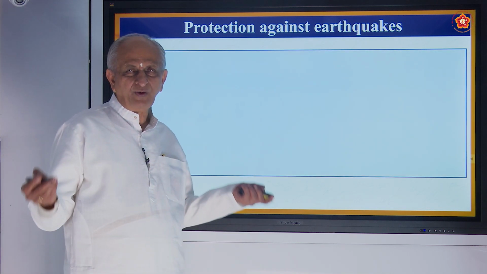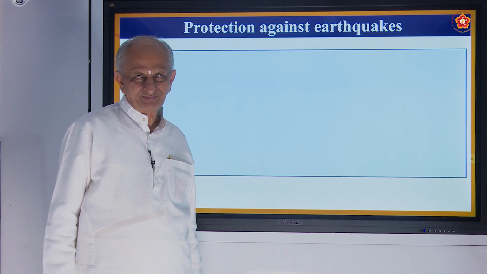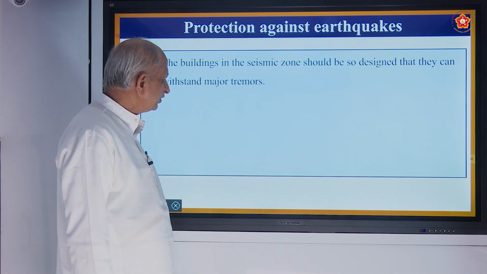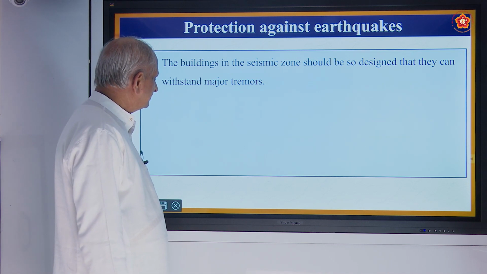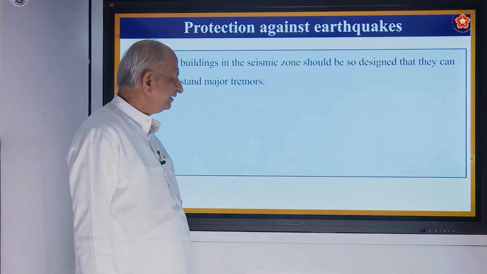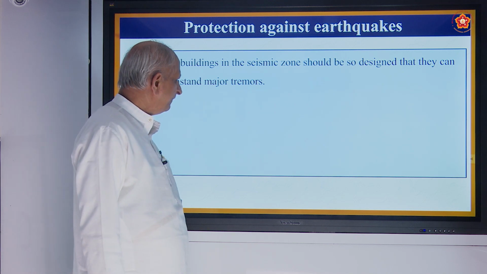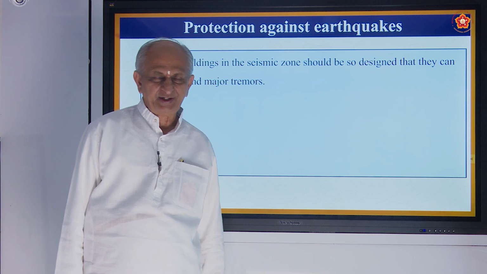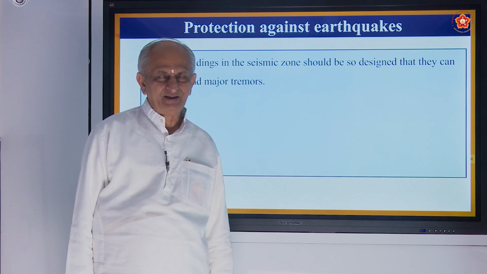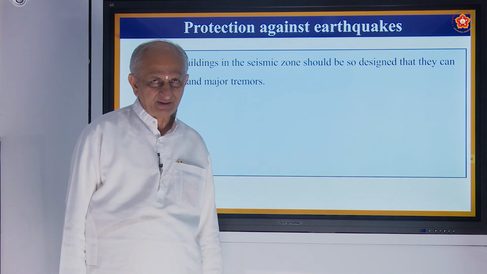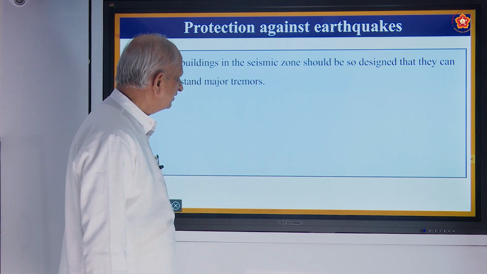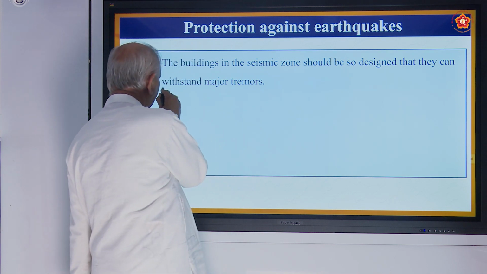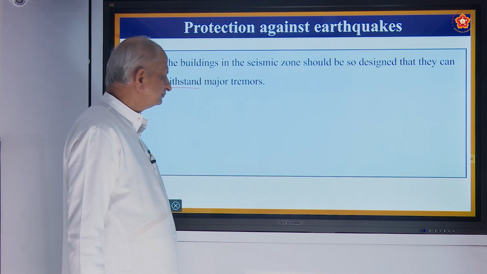Now what shall we do for protection? Suppose a message comes to you that there will be an earthquake today. What must you do? Buildings in a seismic zone should be so designed that they can withstand major tremors. In Japan, for example, they take all care while building the huge buildings, and they should withstand. Withstand means they should bear it.